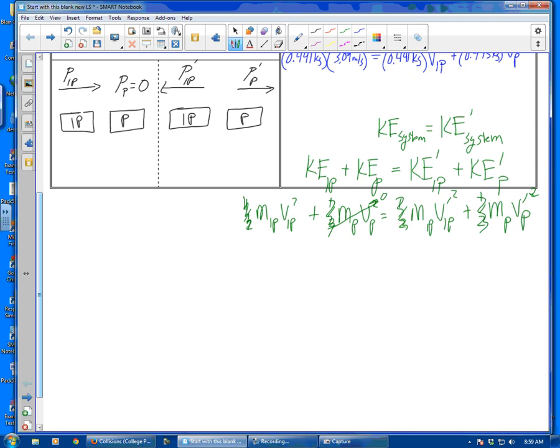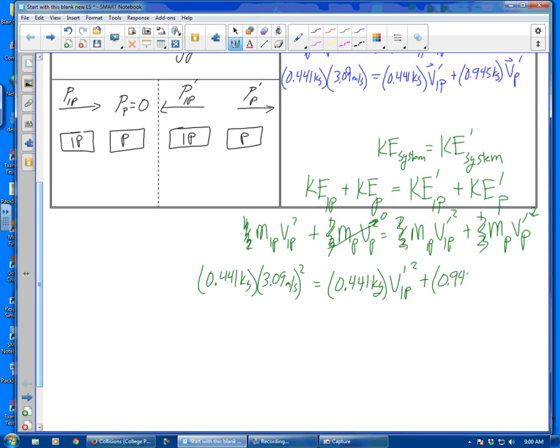So now I'm going to substitute in. The inertia of the ice puck was 0.441 kilograms. Its speed ahead of time was 3.09 meters per second, equals 0.441 kilograms, that inertia of the ice puck again, times the new velocity of the ice puck, which I don't know, squared, plus 0.945 kilograms times the new velocity of the puck squared.